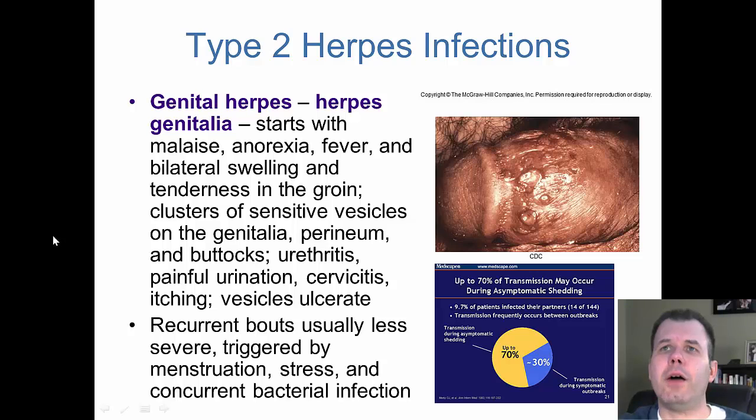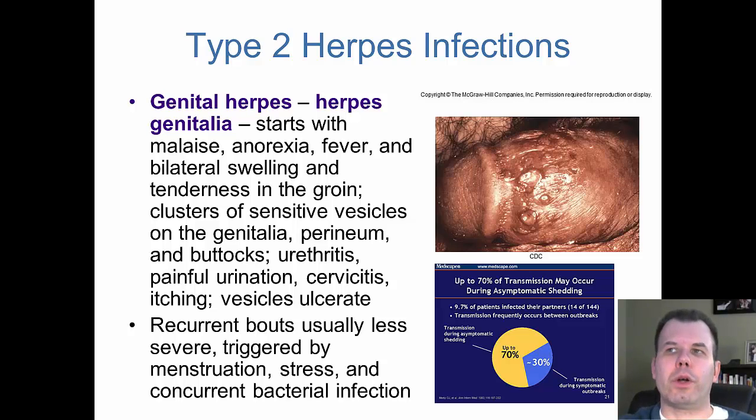Okay. Now, herpes type 2, these are the genital herpes, and again, this is the herpes of the genitalia. You can see it can start with malaise, anorexia, fever, and bilateral swelling. Sometimes you get tenderness in the groin. You get these clusters of sensitive vesicles around the genitalia, perineum, and the buttocks, urethritis, painful urination, cervicitis, itching, and vesicles can ulcerate and become very painful. And again, these can be recurrent bouts, but as they keep coming back, they can be less severe. A lot of times what can cause this is menstruation, stress, and bacterial or yeast infections.